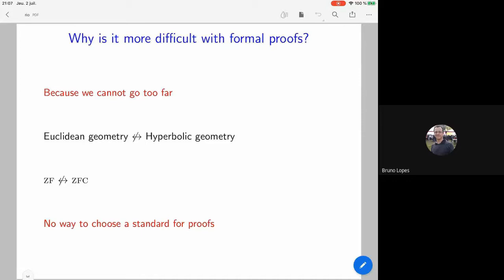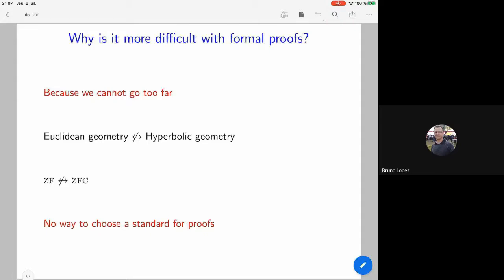In the same way, if we have an implementation of set theory without the axiom of choice, and another implementation of set theory with the axiom of choice, then we cannot prove the same theorems, we cannot develop the same proofs in the two systems, so there is no way we can choose a standard for proofs, and we would be able to move proofs in one direction and in the other.